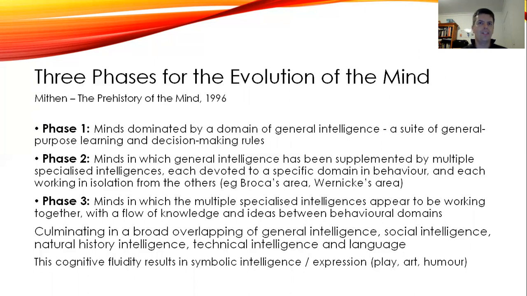And then at some stage in the evolution of the brain, these minds found all of the specialized areas blending together and working together, and thus creating an overlap of the general intelligence with social intelligence, natural history intelligence, technical intelligence, and ultimately of language. And so what Mithen suggests is that this multiple overlap of specialized functions results in an ability to have symbolic intelligence, because you need to be able to abstract away from all of the specialized intelligences to be able to interpret between them.